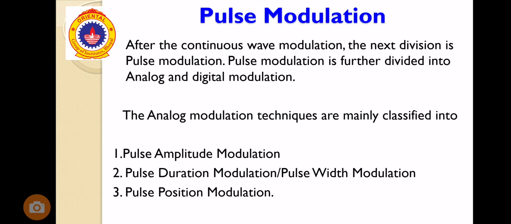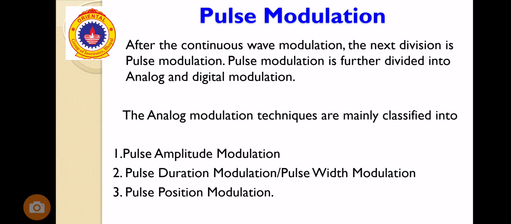Pulse modulation is further divided into analog and digital modulation. If the message signal is analog and the carrier signal is analog, then the resultant signal is also analog. This is known as continuous wave modulation. And if one of the signals, message or carrier, is digital or pulse, it is known as digital modulation or pulse modulation. If the message signal is analog and the carrier signal is digital, then this is pulse modulation. And if the message signal is digital and the carrier signal is analog, it is known as digital pulse modulation, or data transmission techniques.